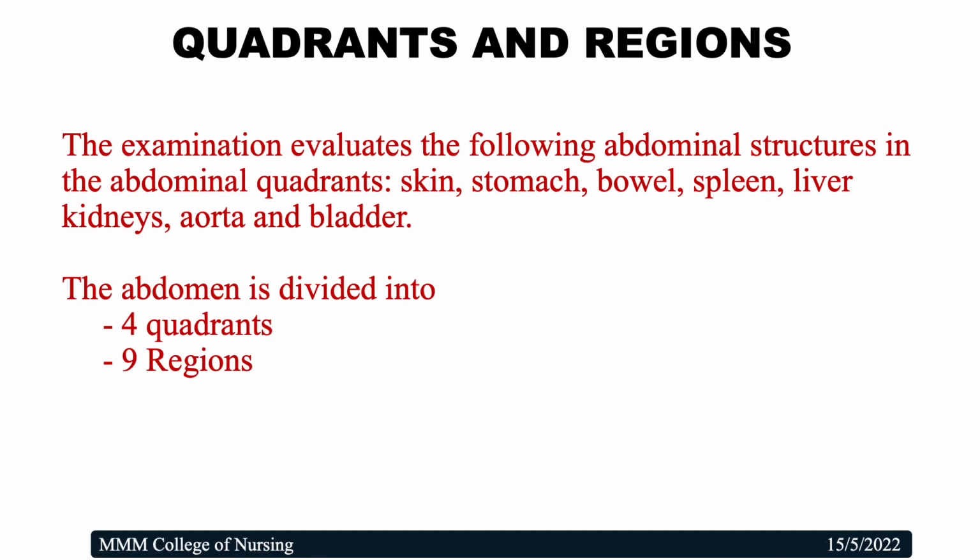The examination of the abdomen evaluates the following abdominal structures in the abdominal quadrants, such as the skin, stomach, bowel, spleen, liver, kidneys, aorta, and bladder. The abdomen is divided into 4 quadrants and 9 regions.